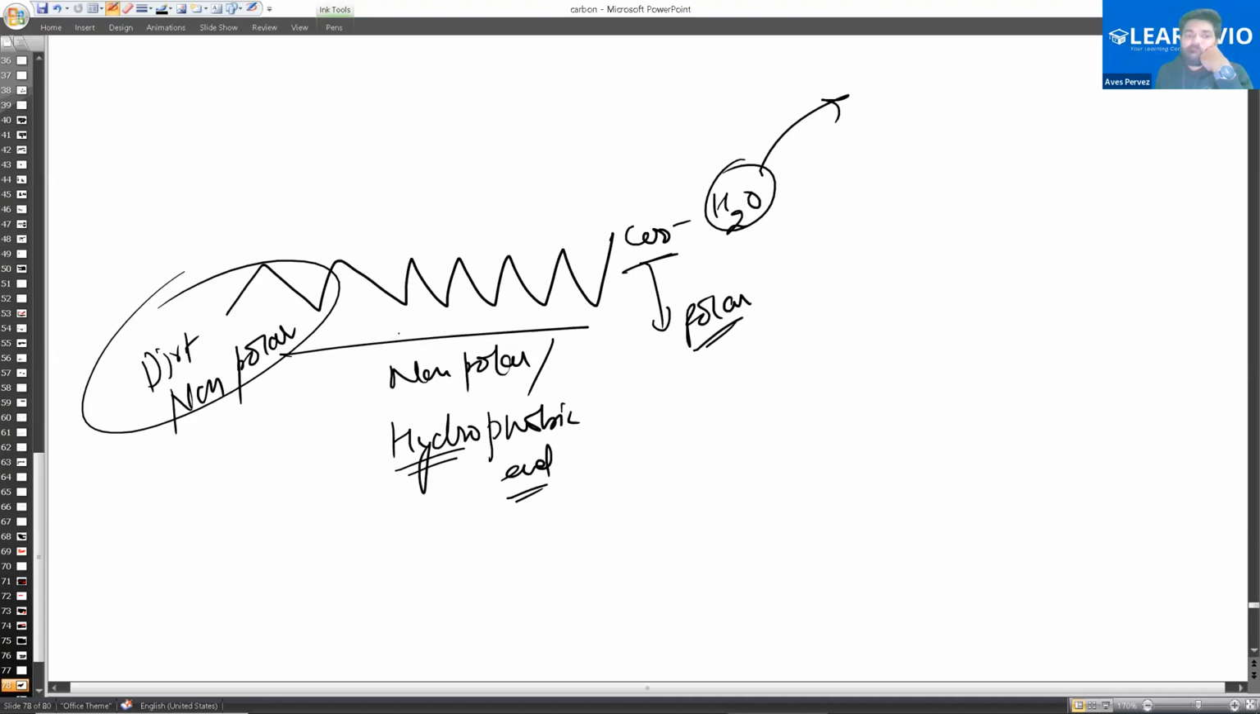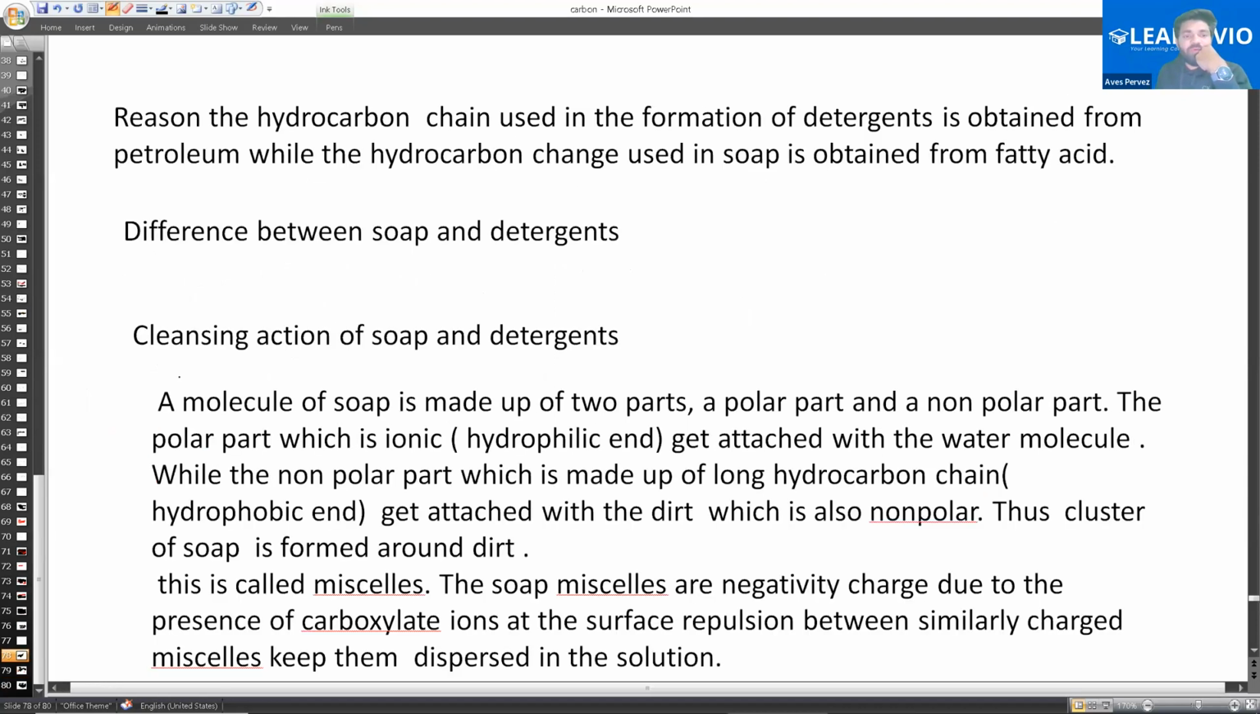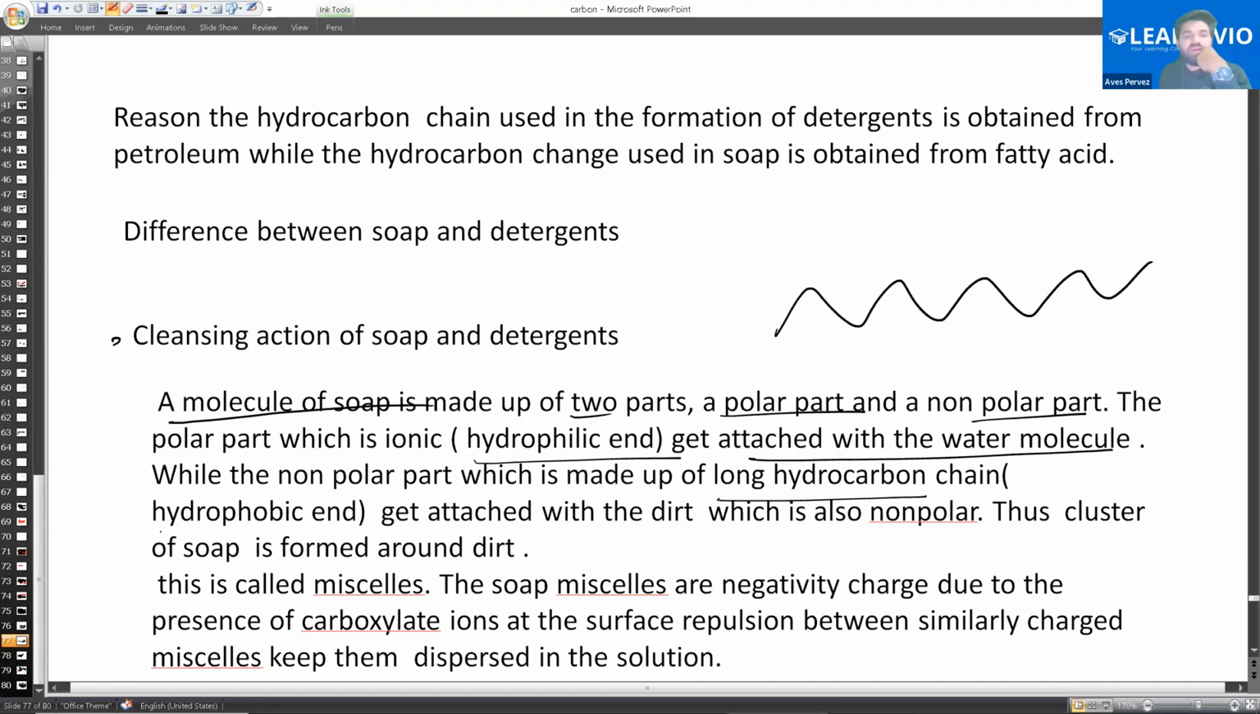Yes, sir. So how does the cleansing action of soap work? The soap molecule is made up of two parts: one is the polar part, another is the non-polar part. The polar part is ionic and gets attached with the water molecule, while the non-polar end is made up of a long hydrocarbon chain, which is called the hydrophobic end, meaning water repelling, and it gets attached with the dirt.